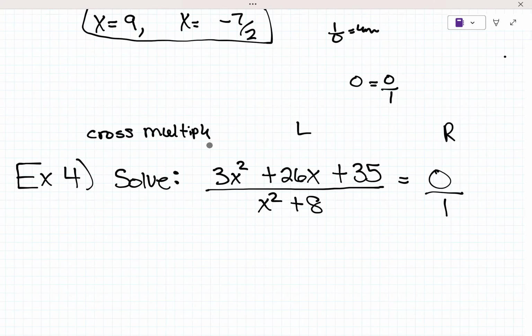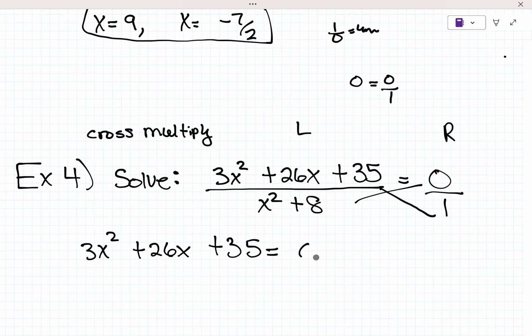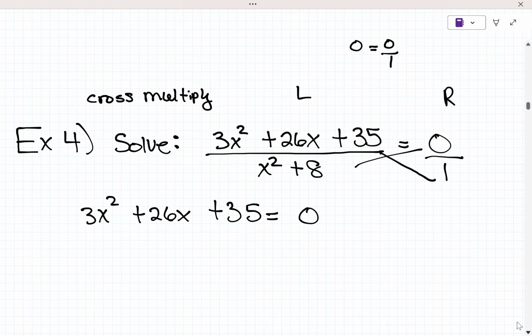So you don't have to get rid of the fraction. You could multiply both sides by the LCD. That's perfectly fine. But you can also cross multiply, and that's what I'm going to do. So what's 1 times this whole thing? It's just itself. And then what is x squared plus 8 times 0? 0. Anything times 0 is 0.